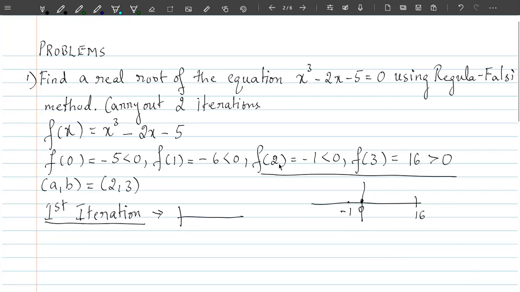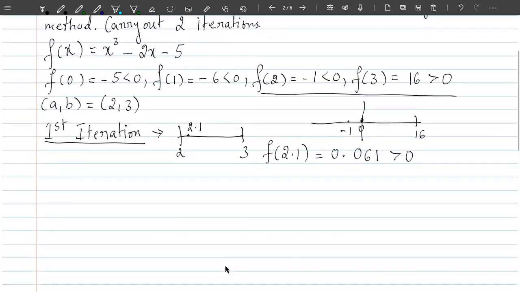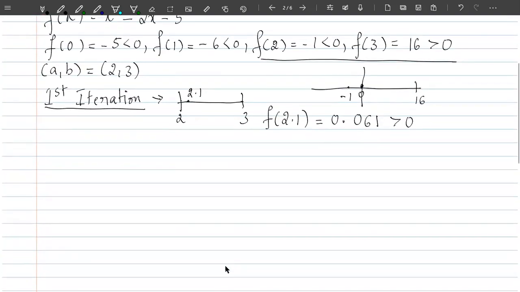So if you take this as the interval (2, 3), since the required root should be close enough to 2, we take a number which is close to 2. Say I will take 2.1, and I will calculate the value of f(2.1). What is the value of f(2.1)? It is nothing but 0.061, a value which is greater than 0.